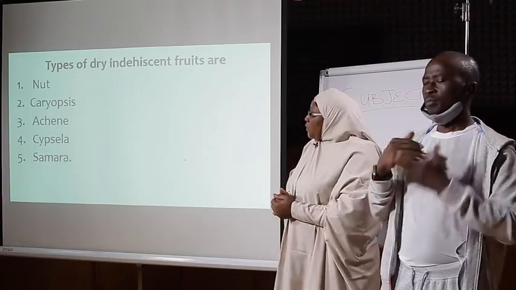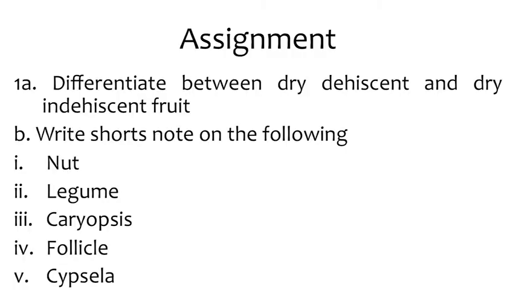But before I go, I would like to give you an assignment, and the assignment is going to be like this. Question 1A. Differentiate between dry dehiscent and dry indehiscent fruit. That's what's the difference between dry dehiscent and dry indehiscent. Then question 1B, write short notes on the following. 1, nuts. That is, what is a nut? Then what is a legume? What is caryopsis? What is follicle? And what is a Cypsela?